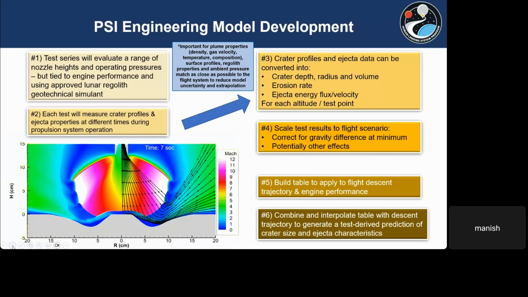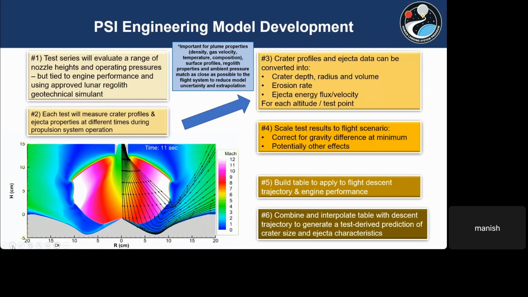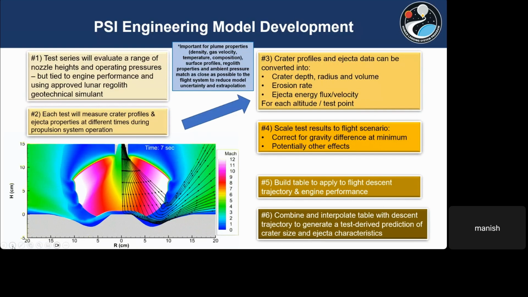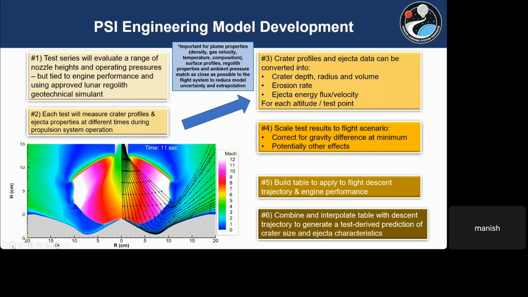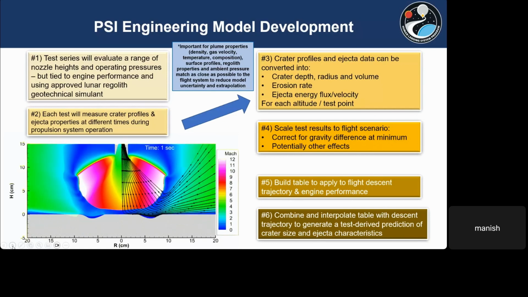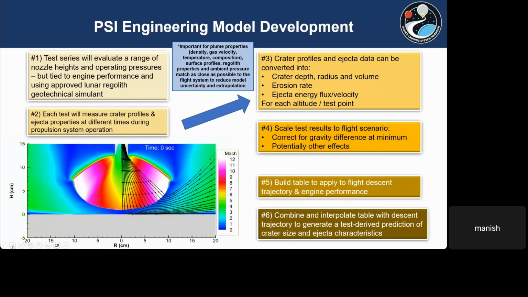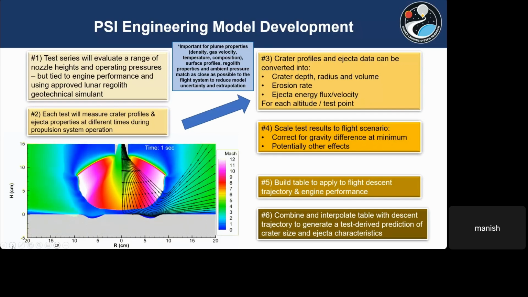Once we have the data, we convert the crater profiles and ejecta data to, as you would expect, crater depth, radius, and volume, erosion rate, and ejecta energy flux for each altitude and test point. Keep in mind that Dr. Wesley Chambers mentioned the ground tests that we are performing at Langley. Those are static tests. We're not dynamically descending, so they're set at various set points.